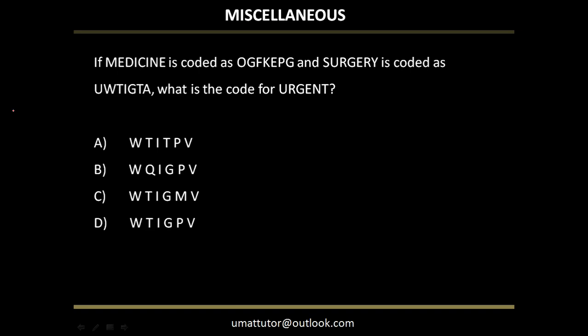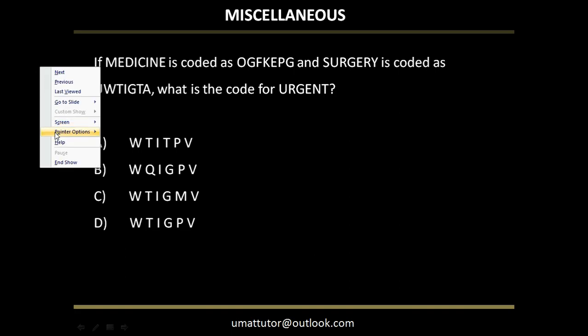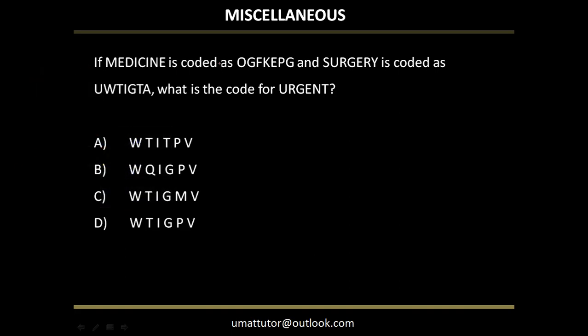You might also get these coded questions where, if medicine is coded as this word and surgery is that word, what is the code for urgent? The idea here is that each letter corresponds to another letter in the code. So it's that straightforward. If you have U, then you go to U, and then U is coded as W, so therefore the first letter will be a W, as it is. And you just go from there and try and find the letters in the word you're looking for, in the other words and the corresponding letters.